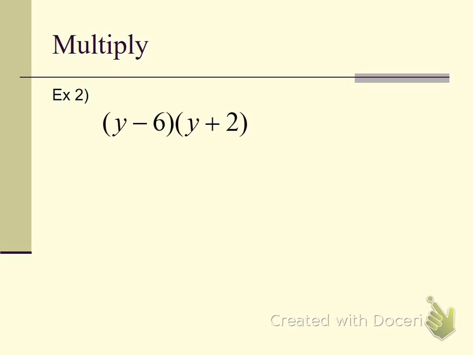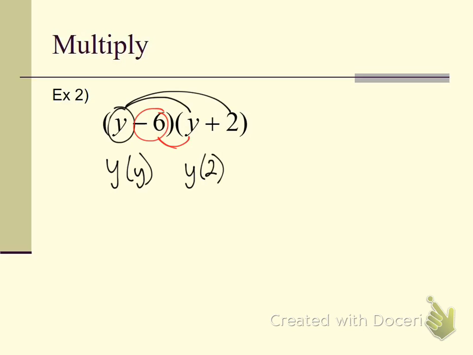All right, on number 2. What's one thing that's getting distributed? Okay, y is getting distributed to y and to positive 2. What else is getting distributed? Good, negative 6 gets distributed to y and to 2. Now, when I write this out, that's not completely necessary. If it still helps you, that's fine to put it. What I'm about to write off to the side is what we have to have.